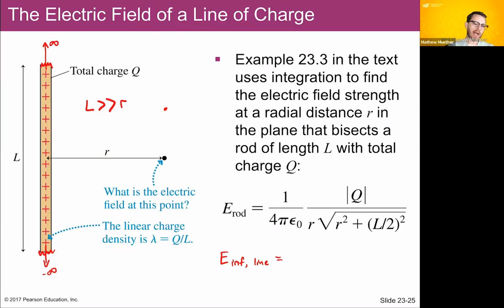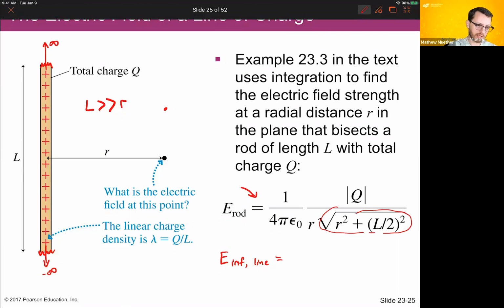Well, I can calculate this electric field now very quickly just from this functional form that I calculated for the finite rod. How am I going to do that? Well, I see that L is very, very large compared to R. So here's what I'm going to do. I'm going to pull out L over 2 out of this expression in the numerator. So I'm going to factor that out. Let me rearrange this.